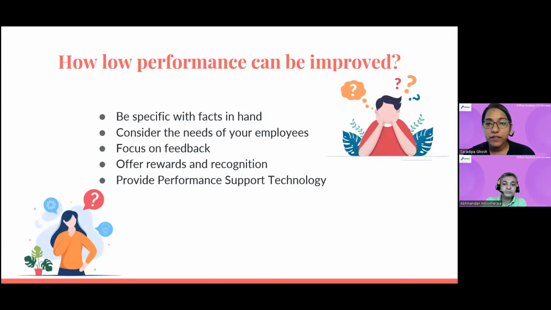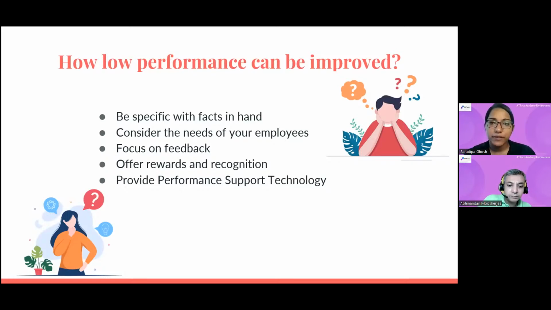Be specific with facts in hand. You just need to tell the employee this is where they are lacking and this is what they should improve. And staying specific to the facts, I think, will improve the performance very easily. Consider the needs of your employees. You should know why your employee is performing low, and what more they need to perform better in your organization.